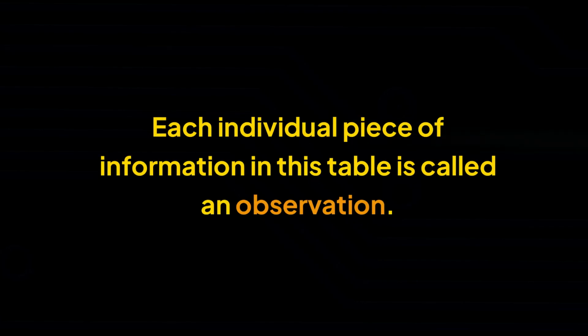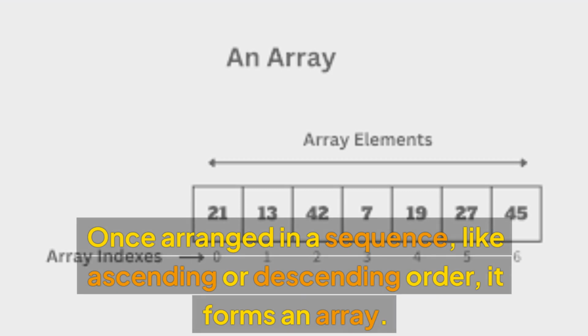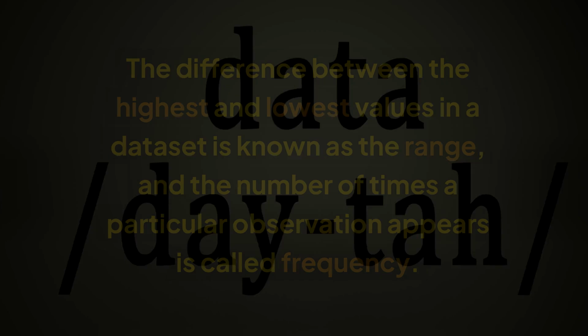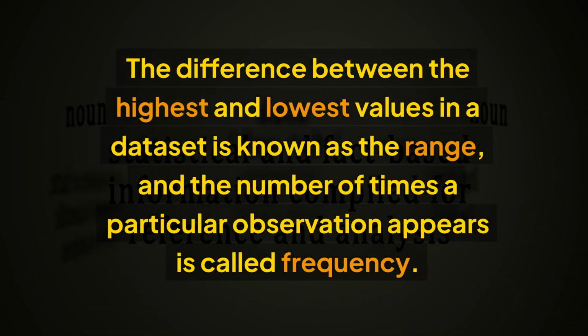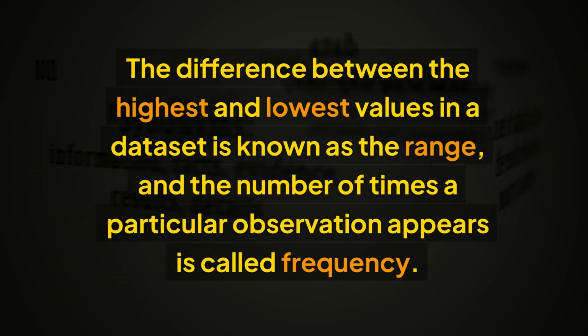Each individual piece of information in this table is called an observation. When this data is unprocessed, we refer to it as raw data. Once arranged in a sequence, like ascending or descending order, it forms an array. The difference between the highest and lowest values in a dataset is known as the range, and the number of times a particular observation appears is called frequency.